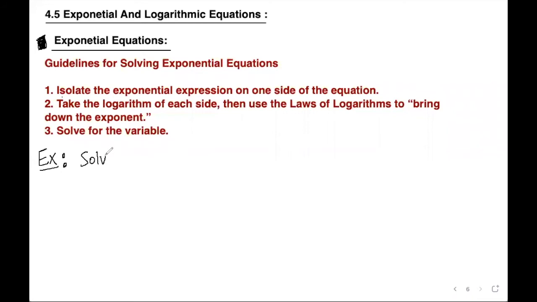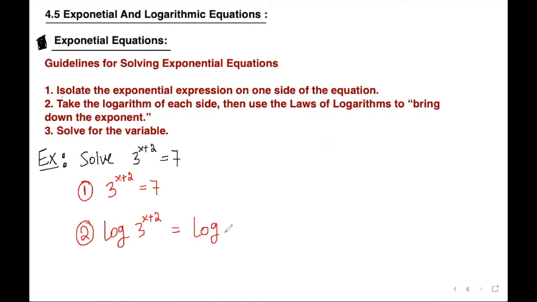Solve 3 to the power x plus 2 equals 7. So I'm going to use this step by step. Isolate the exponential expression on one side. Here I have the exponential expression on one side and the other side is the number. So the first step is done. 3 to the x plus 2 equals 7. Second step, take the logarithm of each side. So the next step is log of 3 to the x plus 2 equals log of 7. I prefer to take the common logarithm, base 10.